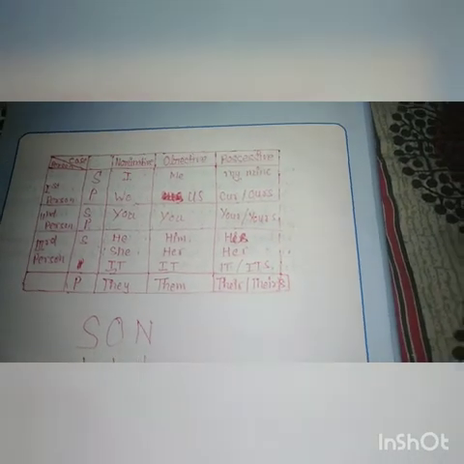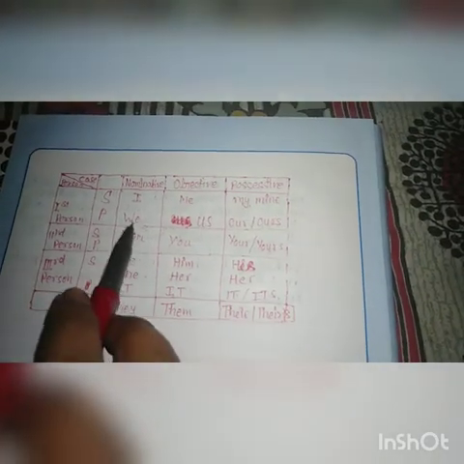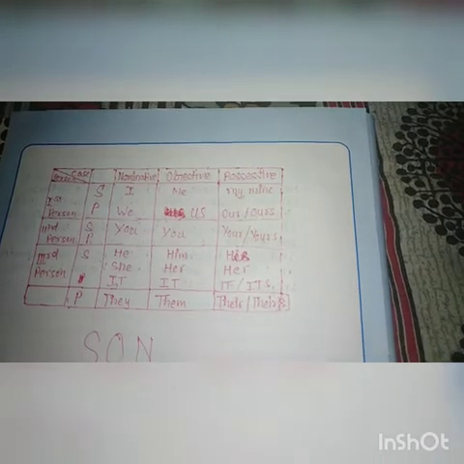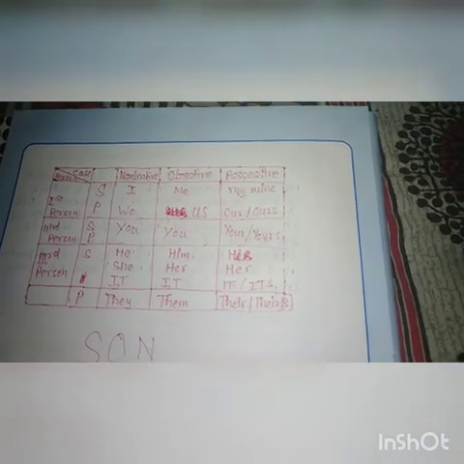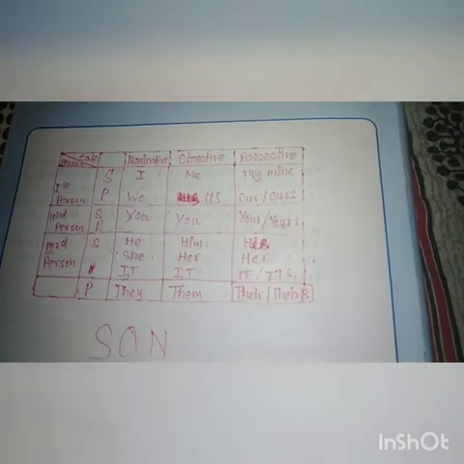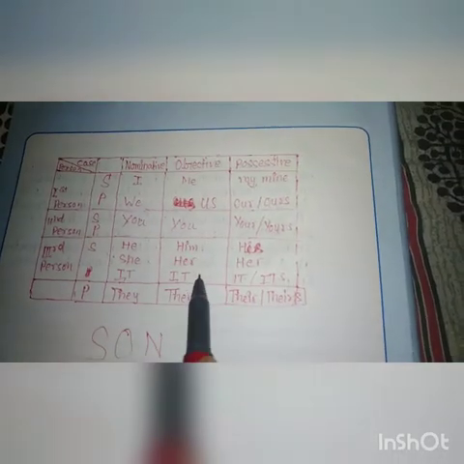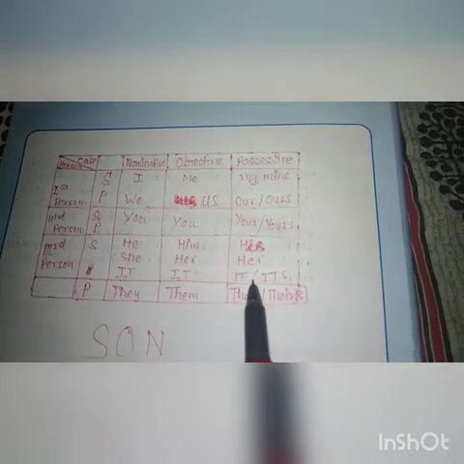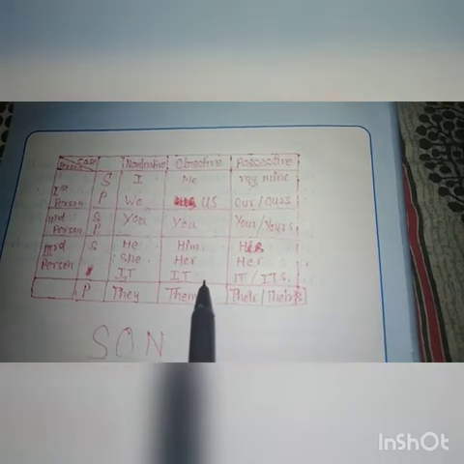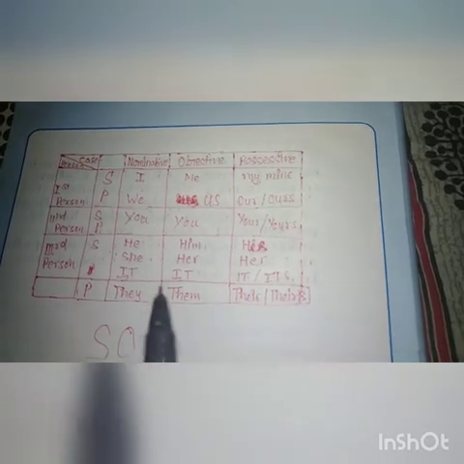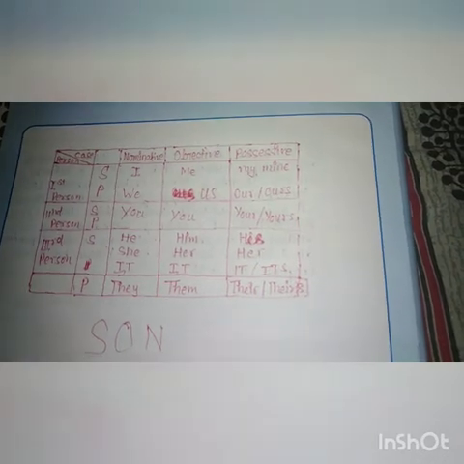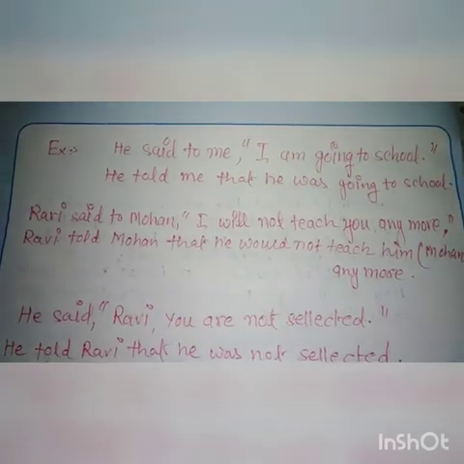If we have first person pronoun in reported speech, we need to change it according to the subject of the reporting verb. If we have second person pronoun, we need to change it according to the object of the reporting verb. If we have third person pronoun in reported speech, it will remain the same. We will not change it to any other pronoun. Okay. Now let's have some examples to make it more clear.